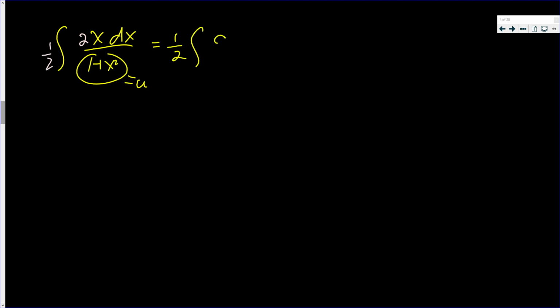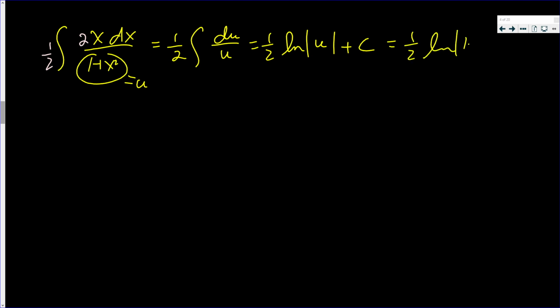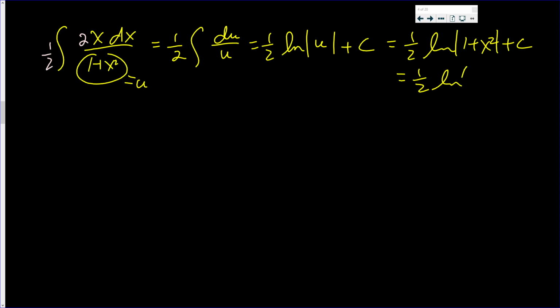It's 1/2. Du is on top, u is on the bottom. Integral of du over u is an integral that you're supposed to know. Ln of u, absolute value of u. Now just substitute back in what u is. 1 plus x squared plus c, and you don't even need the absolute values, because 1 plus x squared is more than 0.